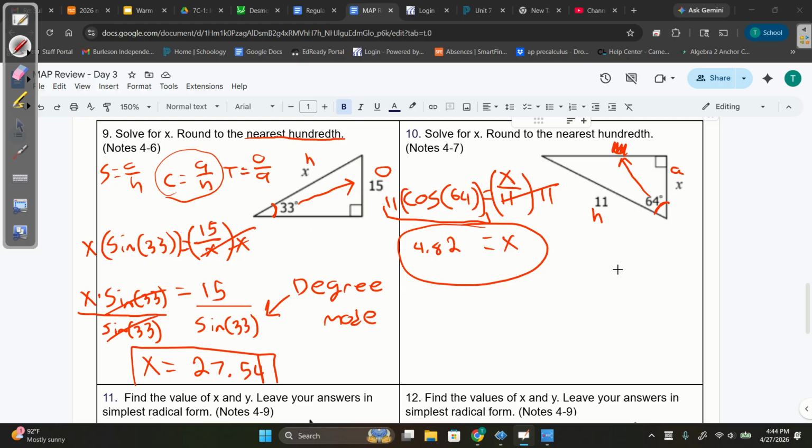SOHCAHTOA you always use when you have a right angle, at least one angle, and at least one side. If you have that, you can use SOHCAHTOA. With that in mind, let's try out example number 11.